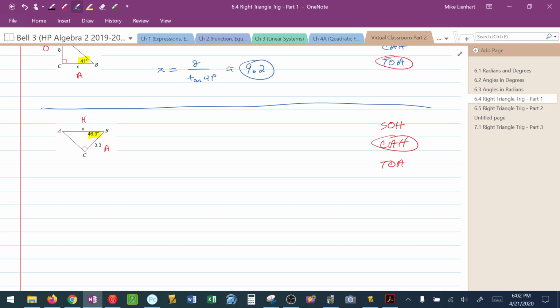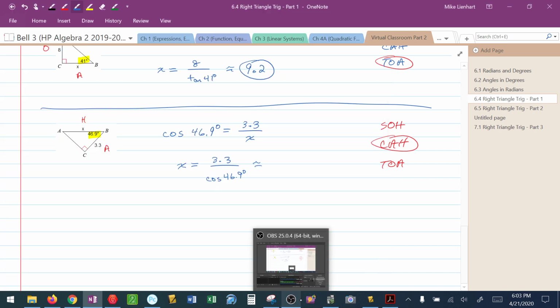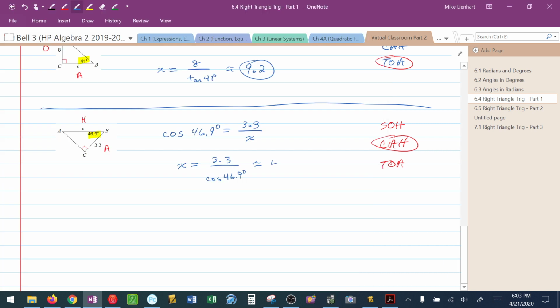All right, so I'm going to write my trig out now. That says the cosine of 46.9 degrees is equal to adjacent 3.3 over hypotenuse x. Again, I've got a scenario where I'm going to have to divide by trig. So I have 3.3 divided by the cosine of 46.9 degrees. Let's see here, 3.3 divided by the cosine of 46.9. And it's in degree mode, equals 4.8, rounded to the nearest tenth.